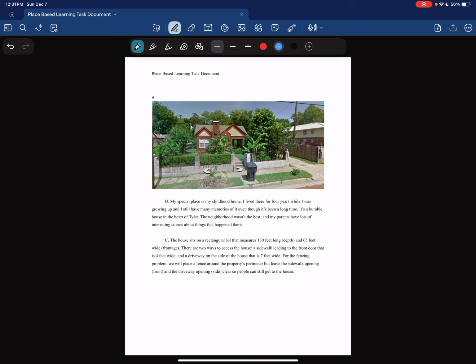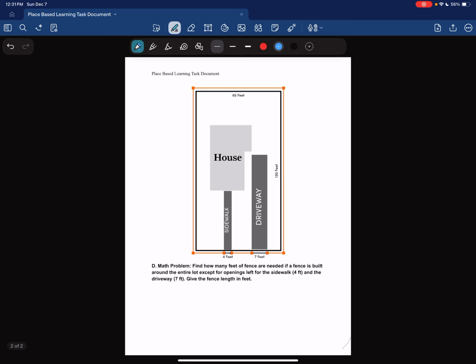We are going to do a fencing problem, and in the problem, we're going to place a fence around the property's perimeter, but we're going to leave the sidewalk opening and the driveway opening clear so people can still get to the house. So for the actual problem, I made an aerial view of the house, and the problem says, find how many feet of fence are needed if a fence is built around the entire lot except for the openings left for the sidewalk and the driveway. Give the fence length in feet.